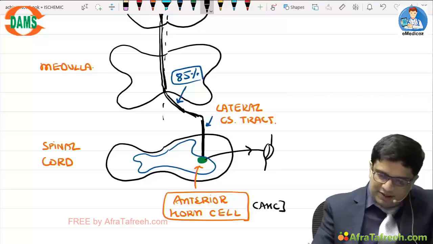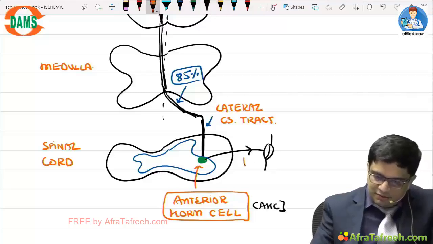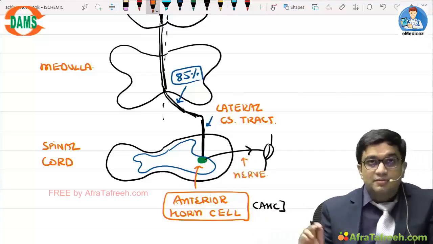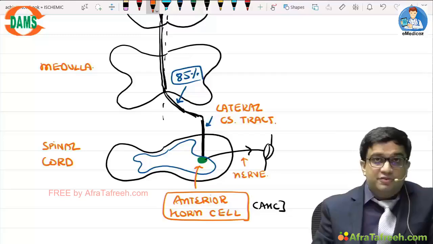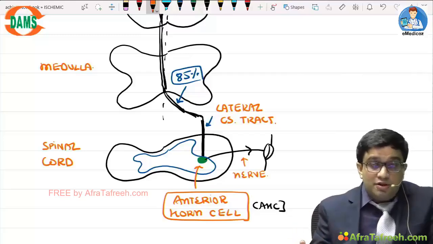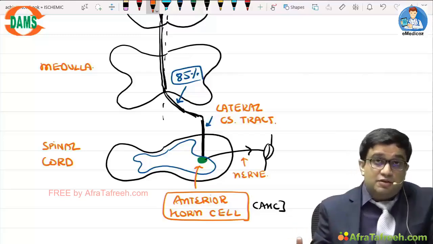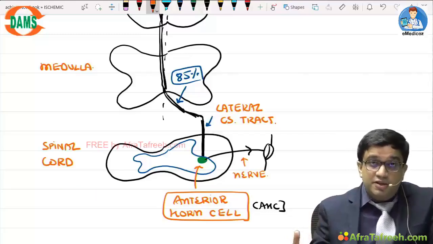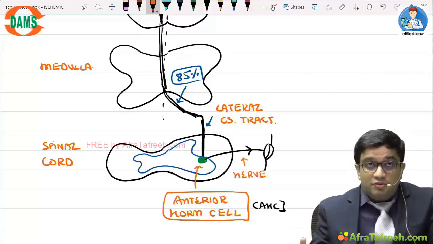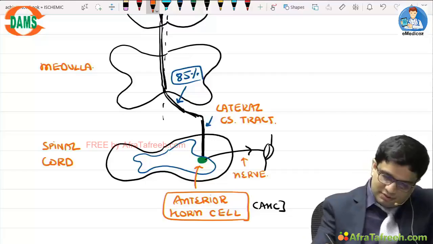And now finally everything is going to come out from there in the form of a nerve to supply a muscle like this. So this is how the left side of the brain controls the right half of the body, because the descending corticospinal tract crosses the midline in the lower part of the medulla, right? But what about the remaining 15%?